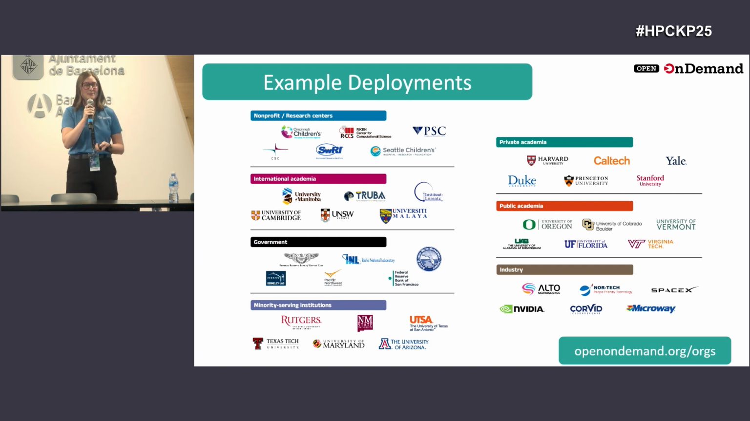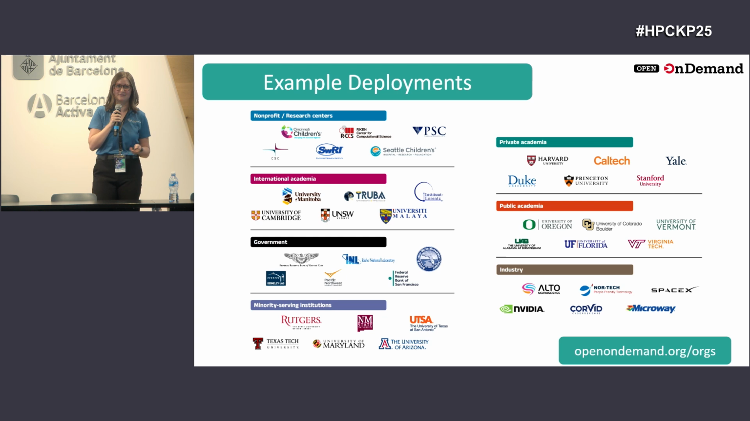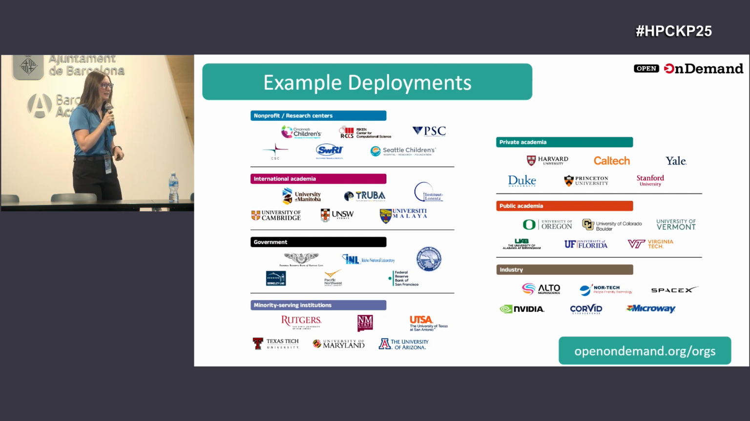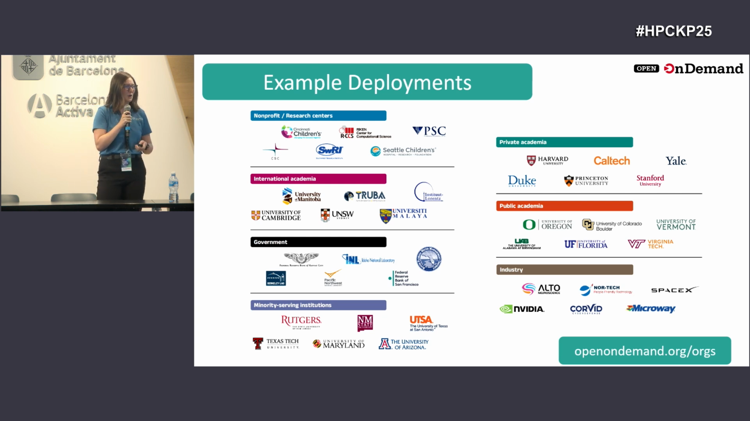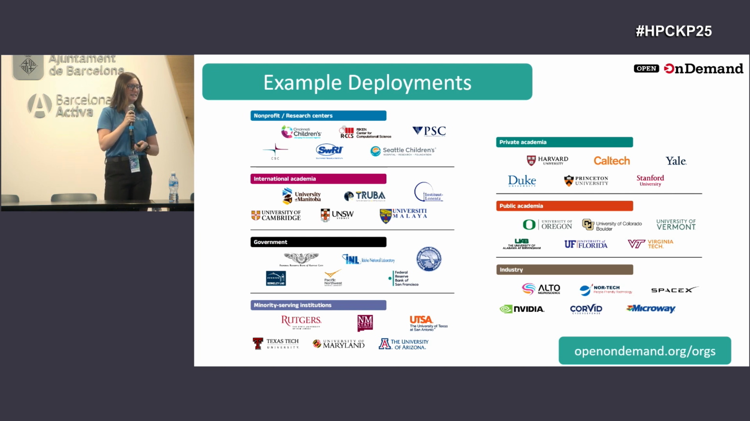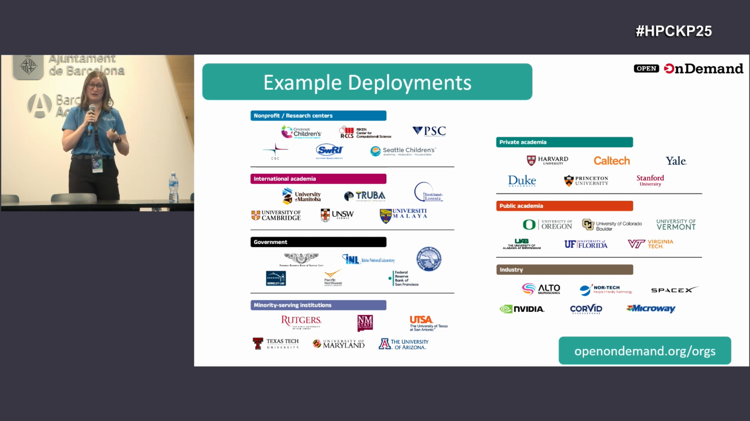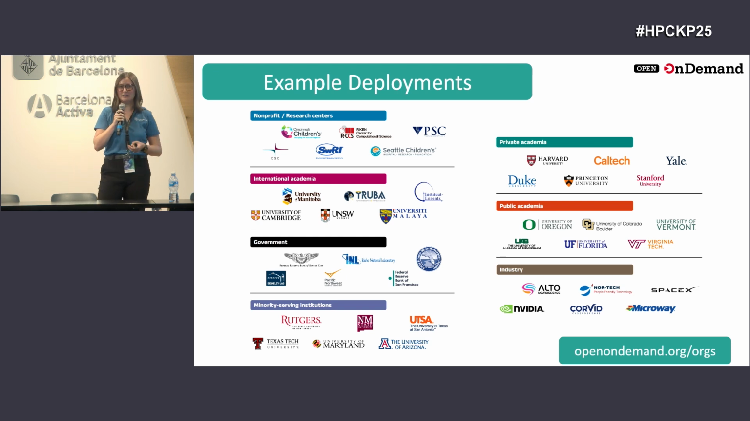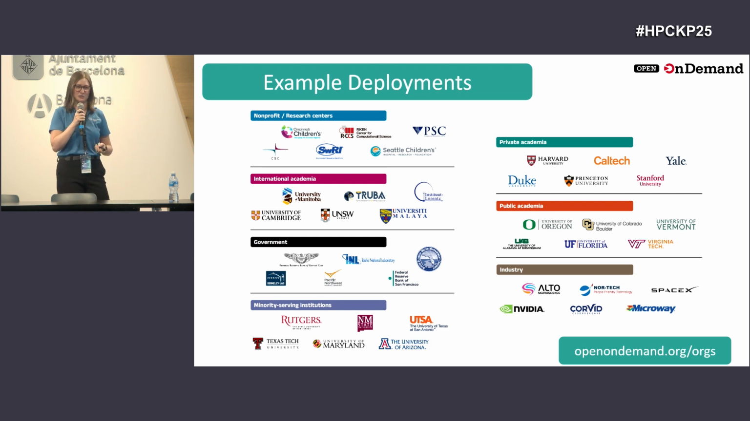These are a few of the examples. It might be difficult to see in the back, but a few that I will call out that are in Europe or on this side of the world are CSC in Finland, RIKEN in Japan, Lorentz Institute. Some that you may recognize in the US are Harvard, Yale, Princeton, Stanford. And then in industry, some small companies such as NVIDIA.